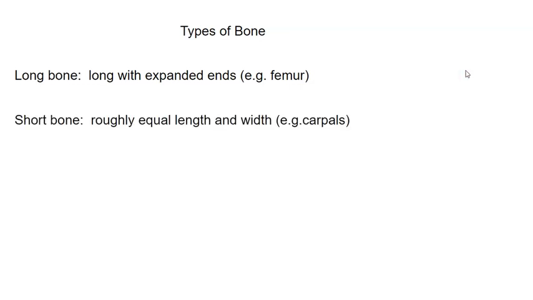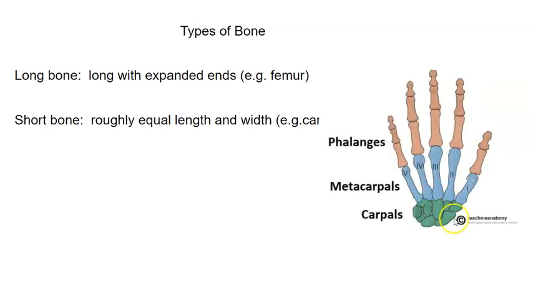A short bone is roughly equal in both length and width. For example, these carpal bones would be considered short bones. These metacarpals would be ones like we just saw; they're long bones. So they don't have to be as long as your leg. They can be shorter than that. But these would be long bones, and these would be short bones.